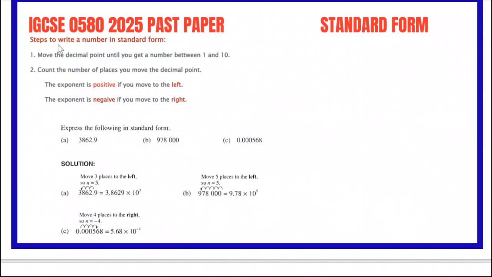Next are the steps to write a number in standard form. First, move the decimal point until you get a number between 1 and 10. Second, count the number of places you move the decimal point. The exponent is positive if you move to the left. The exponent is negative if you move to the right. For example, 3862.9. We have to write this number in standard form.